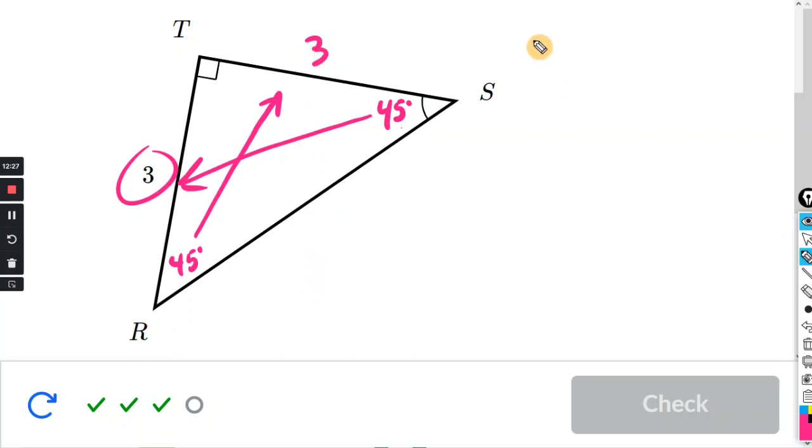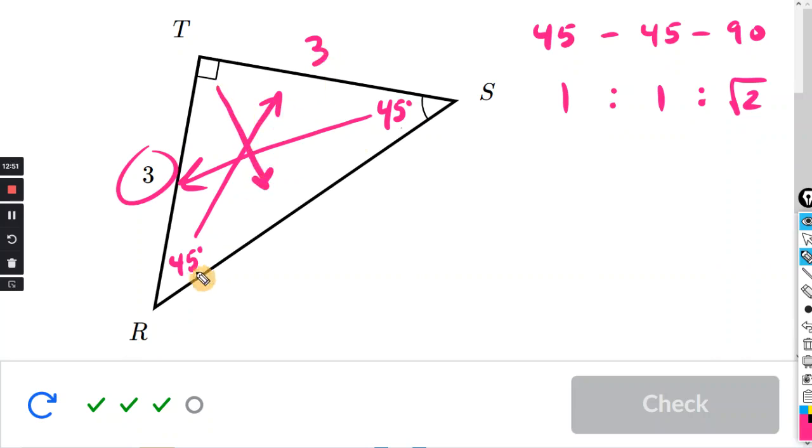And recall for 45, 45, 90, the ratio is 1, 1, radical 2. Okay, the ones across from 45 are the same. The one across from 90 is radical 2 times more than the other ones. So if this is 3, the one across from 90 is going to be 3 radical 2. All right, and once you have your side lengths, it's pretty easy.